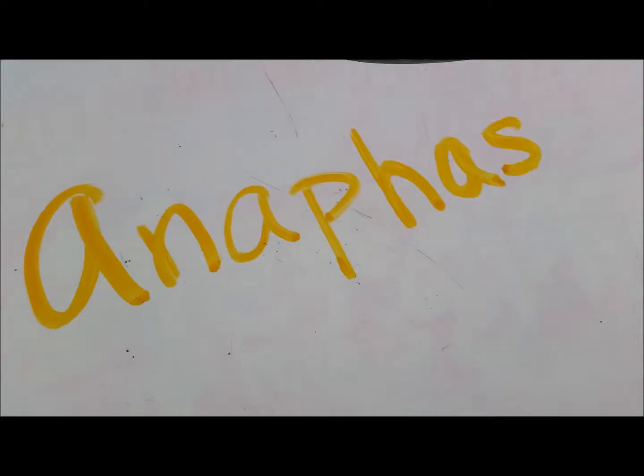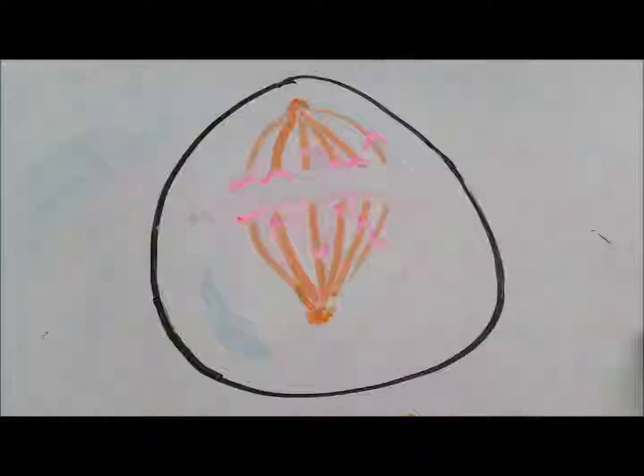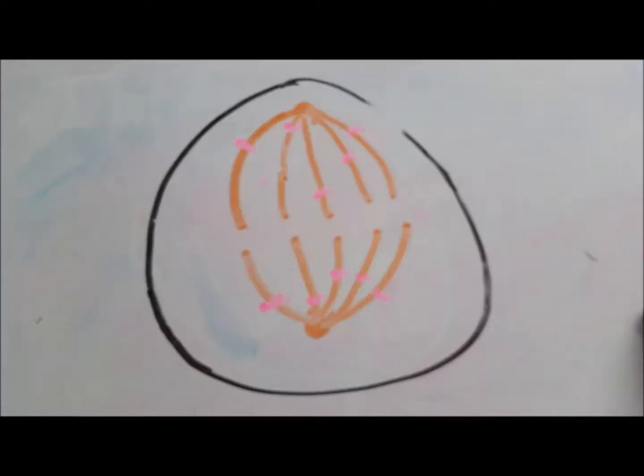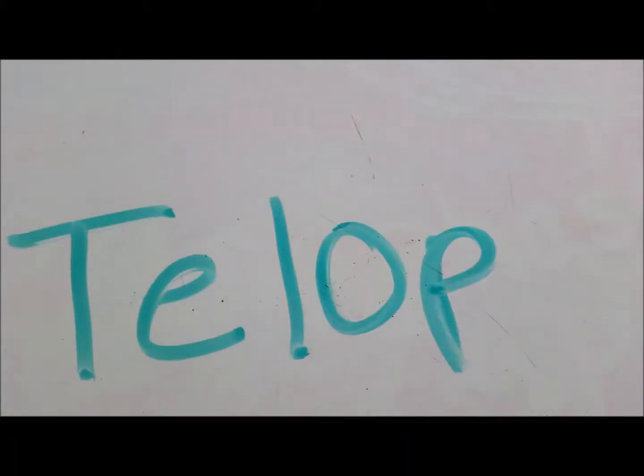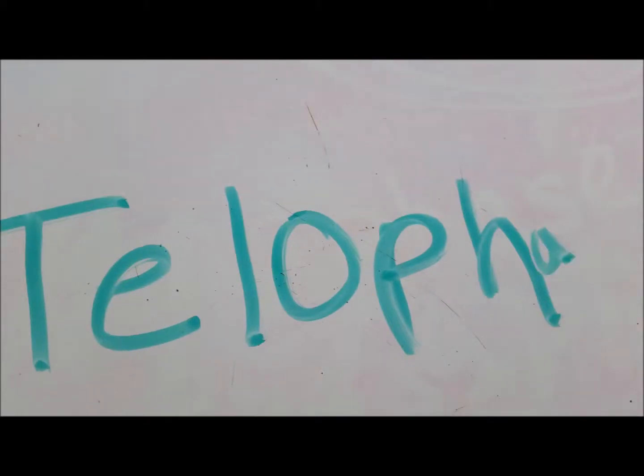After everybody is lined up in the middle and we're done with metaphase, we go into anaphase, which is also my favorite phase. The reason why anaphase is one of my favorite phases is because it's relatively short. The chromatids separate and that's it. After we leave anaphase, we go into telophase, which is defined by a lot of things.